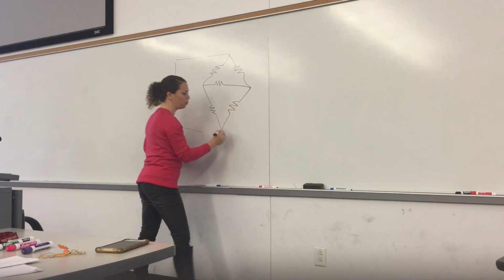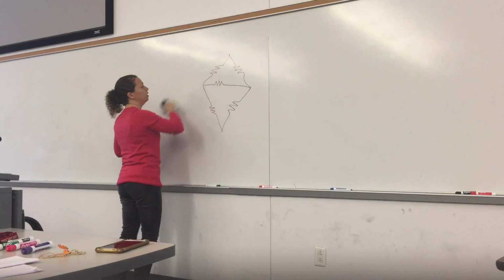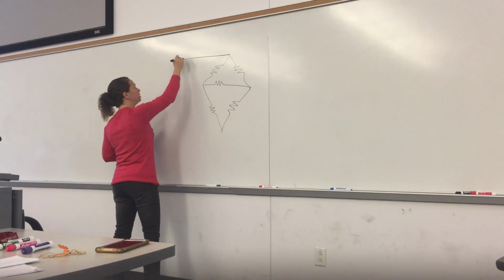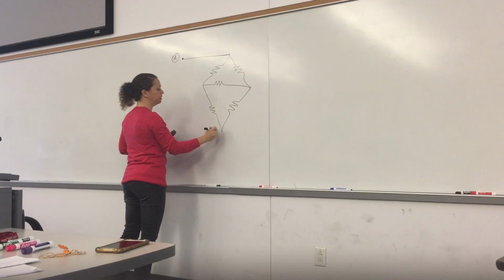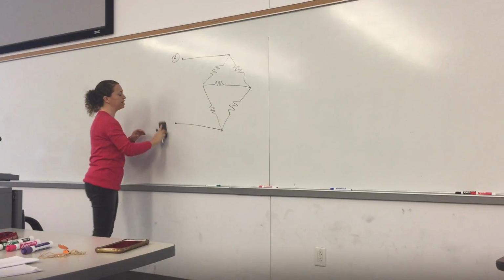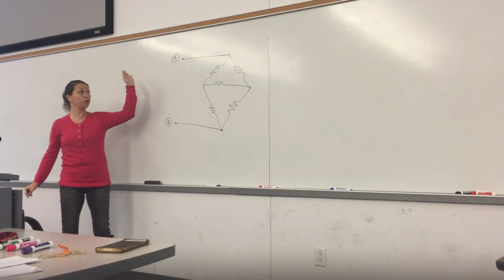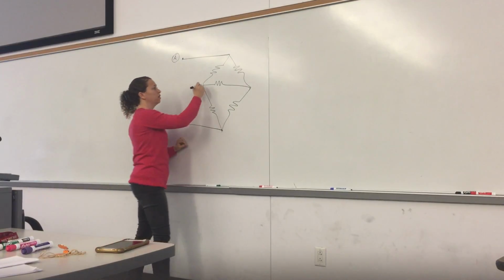Or let's just get rid of the voltage source. Now, let's say this is node A, this is node B, okay? And the question is, what is the equivalent resistance seen between A and B? That's a pure resistive circuit, right?